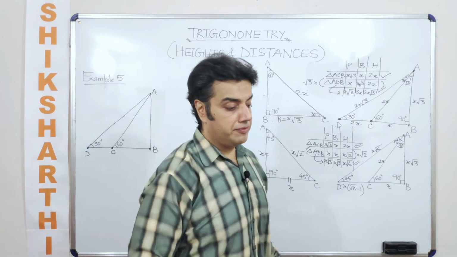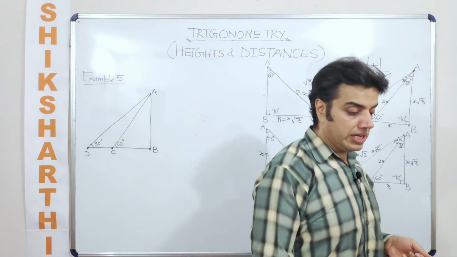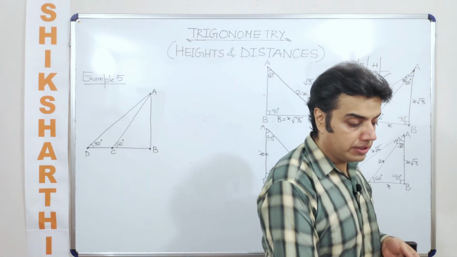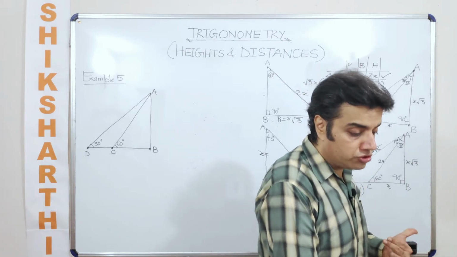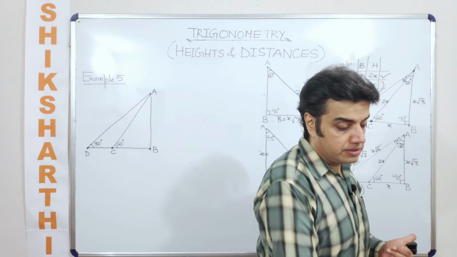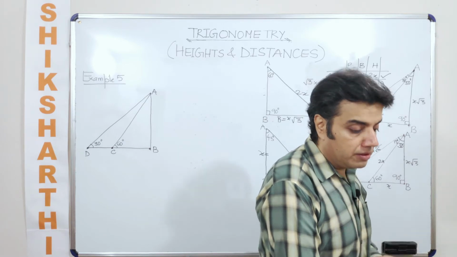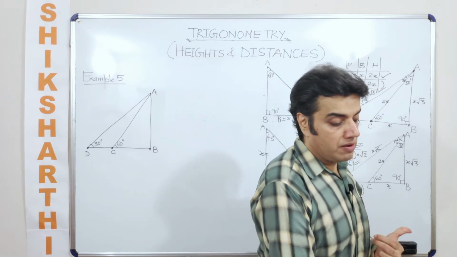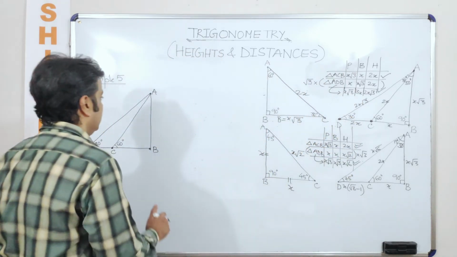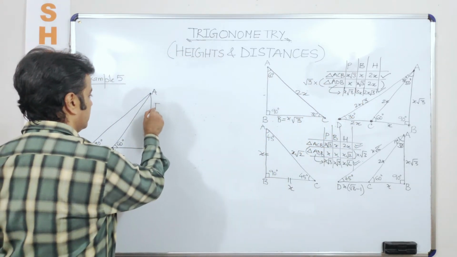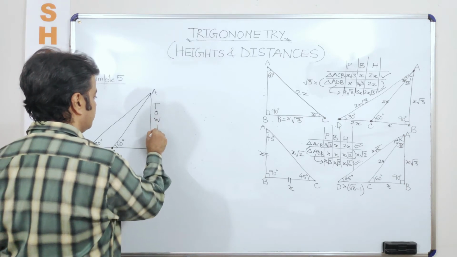So talking about example number 5. Example number 5 says the shadow of a tower standing on a level ground is found to be 40 meters longer when the sun's altitude is 30 degrees than when it is 60 degrees. Find the height of the tower. Okay. So let us say this is my tower. AB is nothing but my tower.